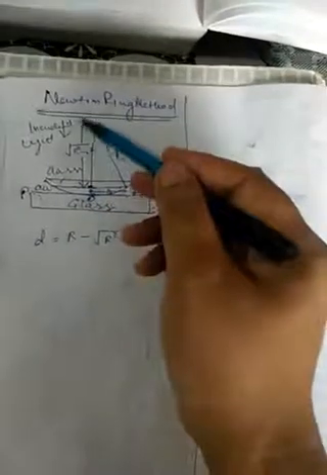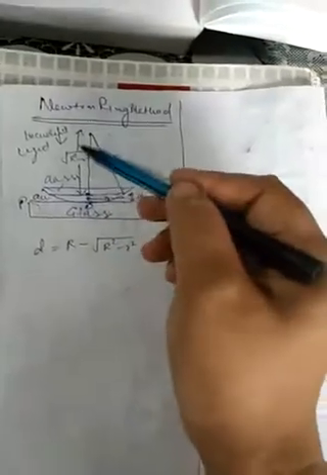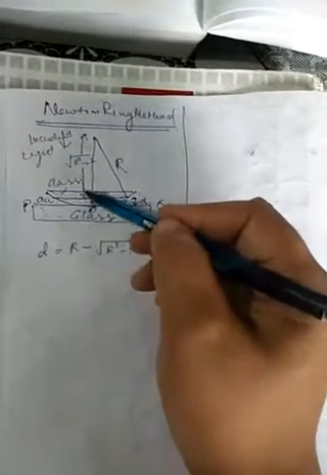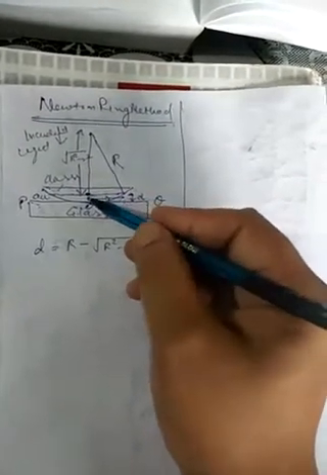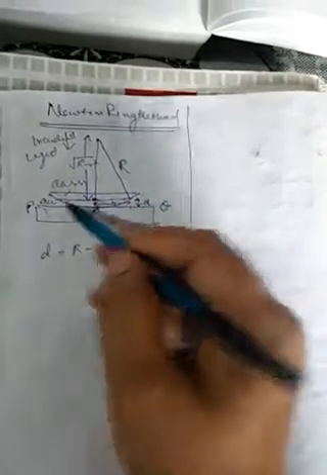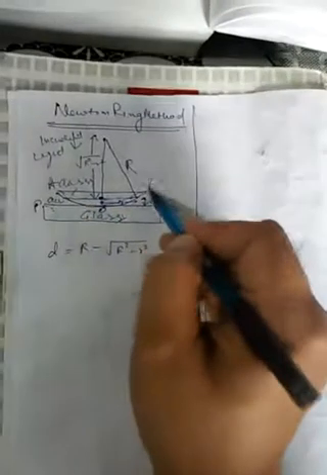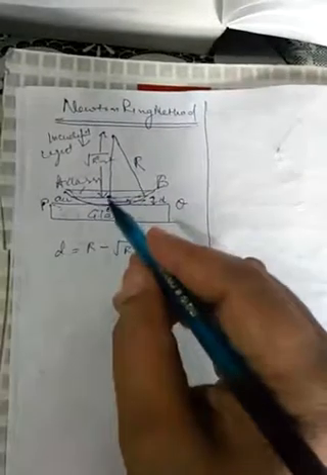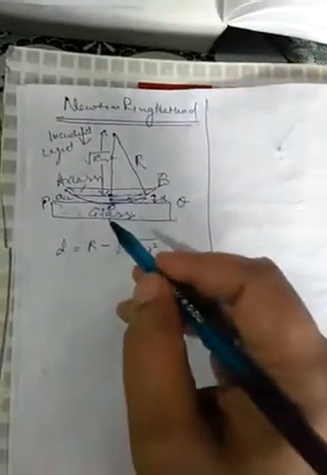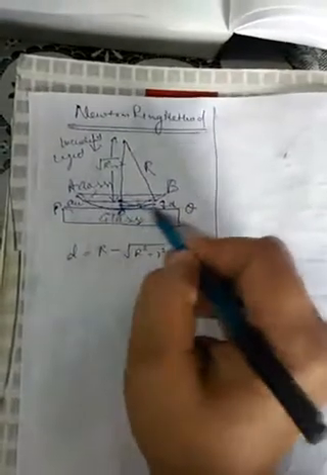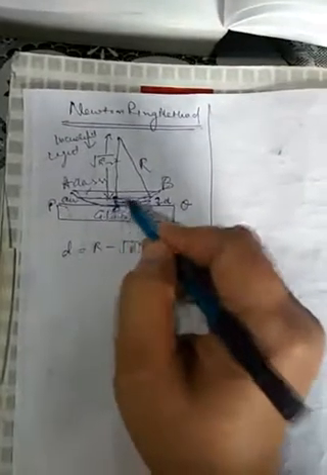If we allow monochromatic light of wavelength lambda to be incident from the upper part and fall on the surface of the lens, then the light reflected from the surface AOB, let us say we call this AOB, will be reflected back and interfere with the light reflected from surface POQ. So that means this light and this light both interfere at this point.